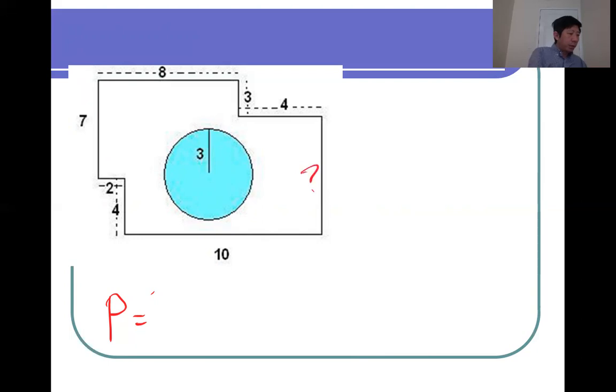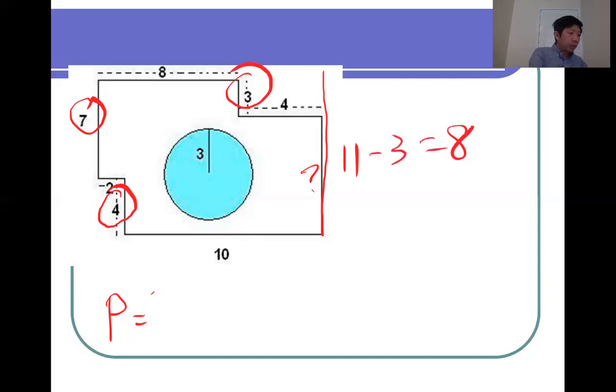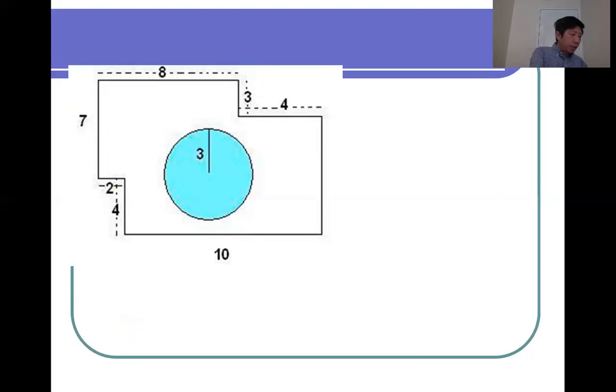All right, so basically, because this is a 7 and this is a 4, the total is 11. Is that right? 11 minus this, which is minus 3, is equal to 8. So this one should be 8, right? We find the missing information first, okay? So this is 8, right?